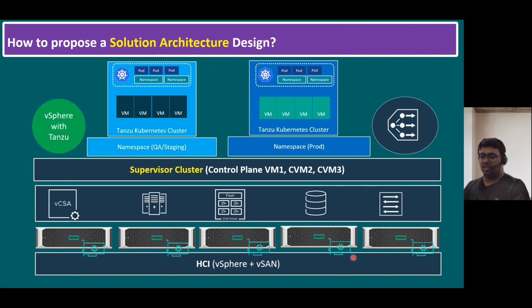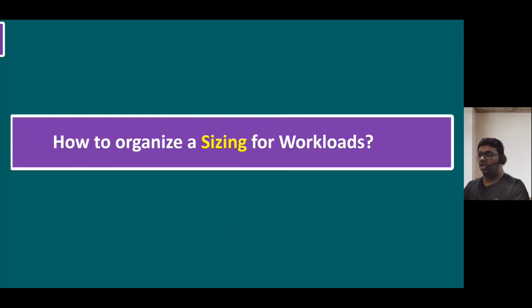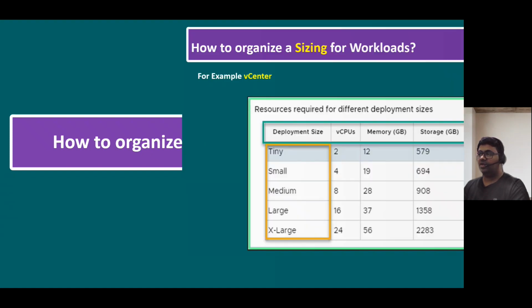Okay, so now let's talk about how to organize a sizing for the workload. The customer has already given the requirement, but to provide for it, we also require some management components. ESXi is considered a management component, and vCenter also we have to install. vCenter requires some CPU, memory, disk and NIC. In the same way, the supervisor cluster, vSphere pods and control plane VMs, all of this we have to size. So now I will show you how to organize a sizing for the workload.